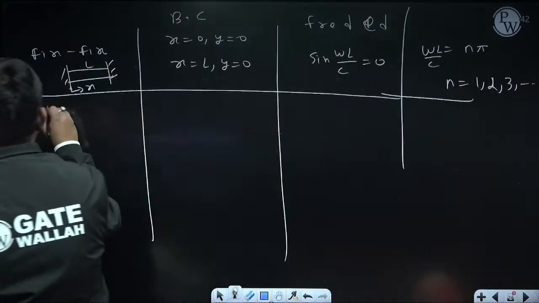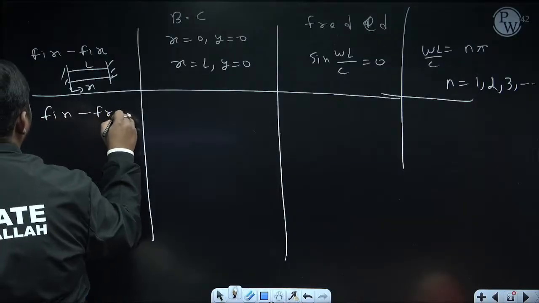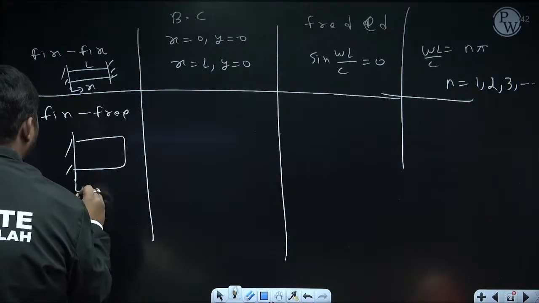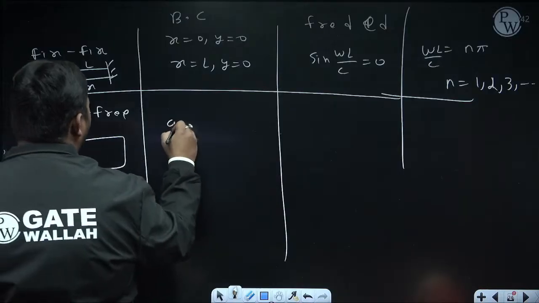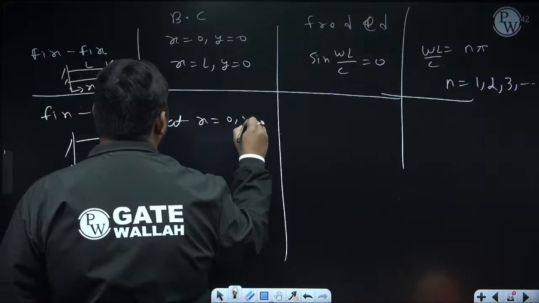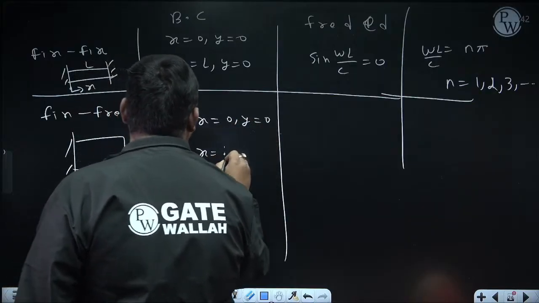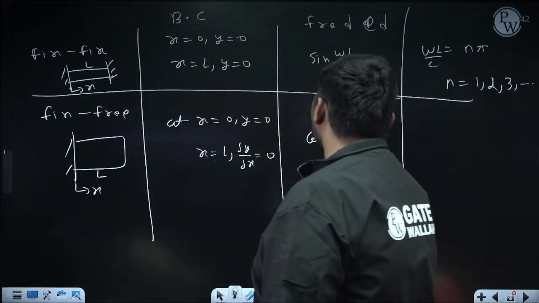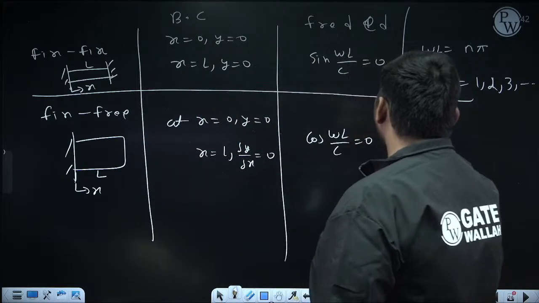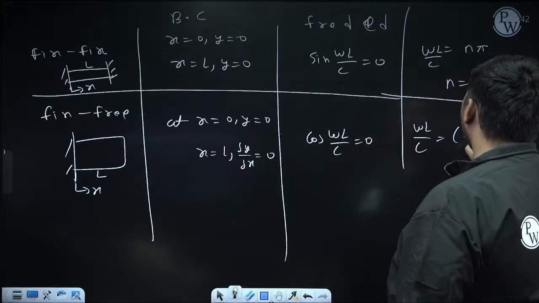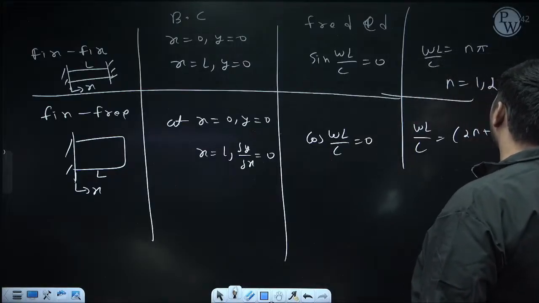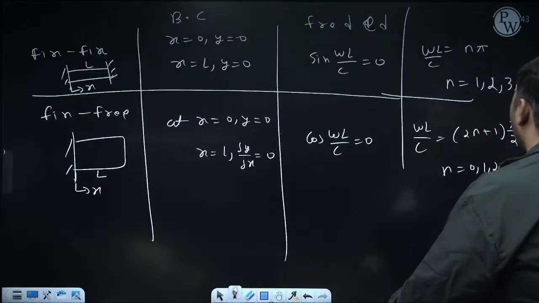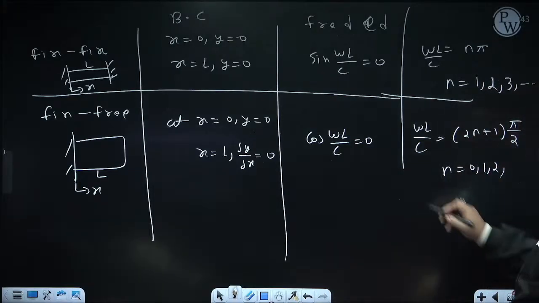Second, fixed-free, like this. I am taking x from this, length is L. So at x equal to 0, y is 0. At x equal to L, del y by del x is 0. Frequency equation is cos omega L by C is 0. Means omega L by C will be 2n plus 1 pi by 2. Here n is starting from 0. You put n equal to 0, it is coming non-zero. So that is frequency of fundamental mode.